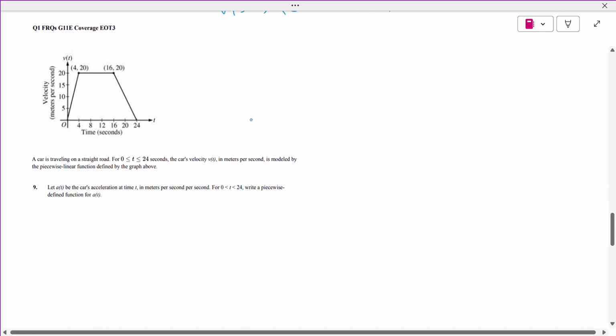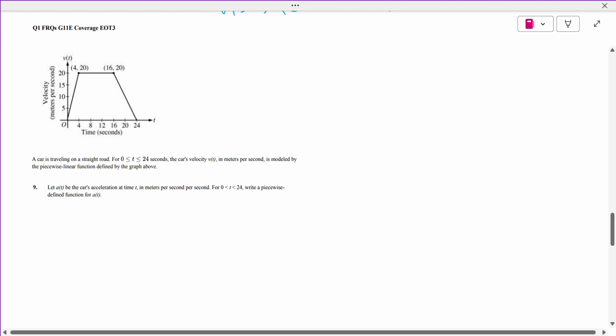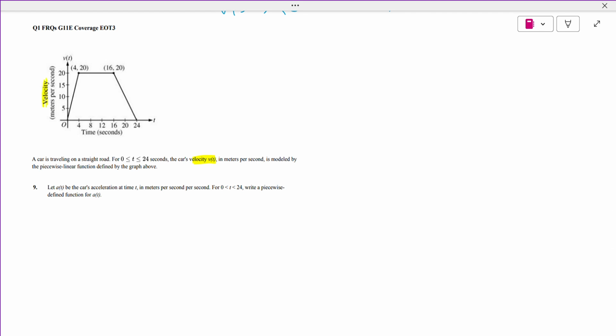Question number 9 says a car is traveling on a straight road. The given interval is from 0 to 24. The car's velocity is modeled by the piecewise linear function defined by the graph above. Let A of t be the car's acceleration at time t in meters per second per second. Write a piecewise defined function for A of t. Well, there are 3 pieces because there are 3 line segments in the given interval.